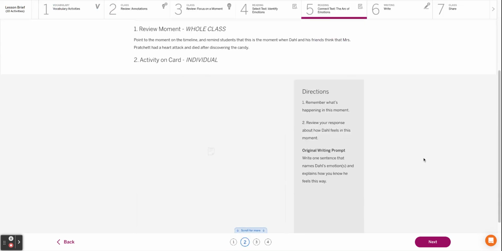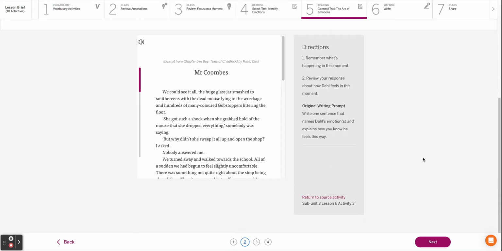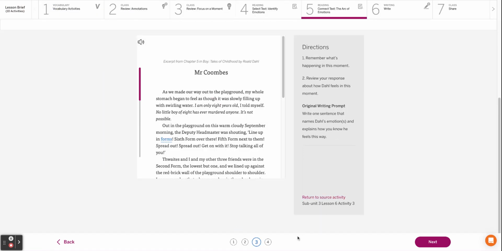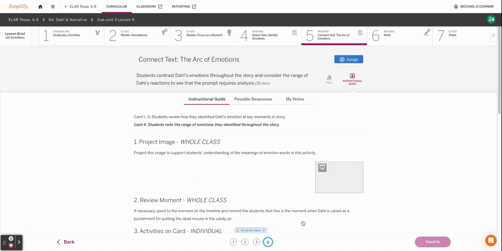On card 2, you're doing the same thing, but you're looking back at Mr. Coombs. How do you know how Dahl felt in that moment? What evidence do you have? Same thing with this next section of Mr. Coombs.